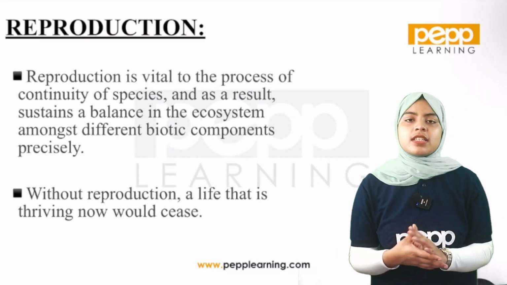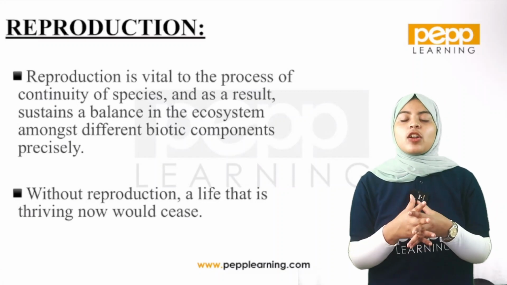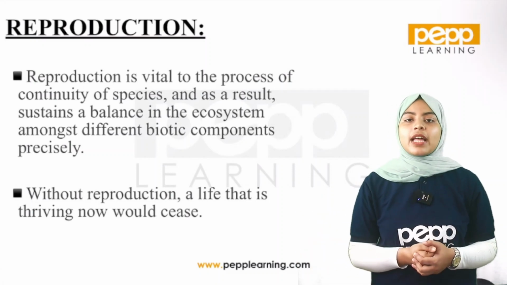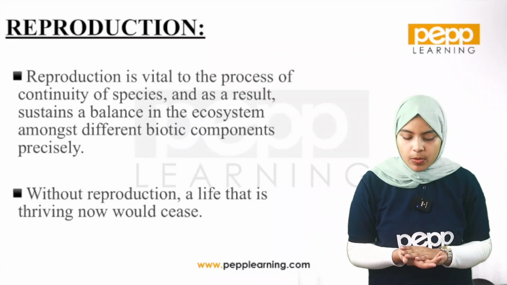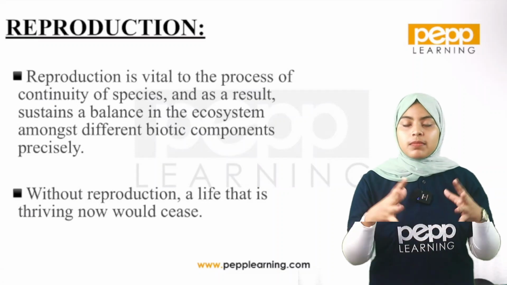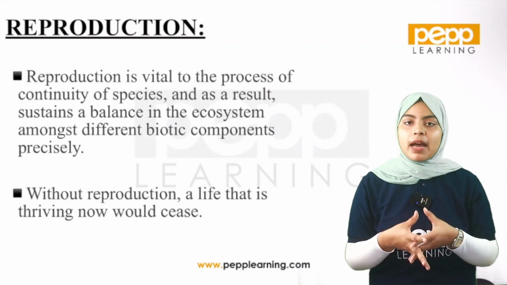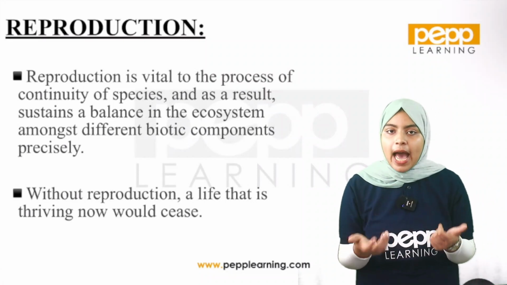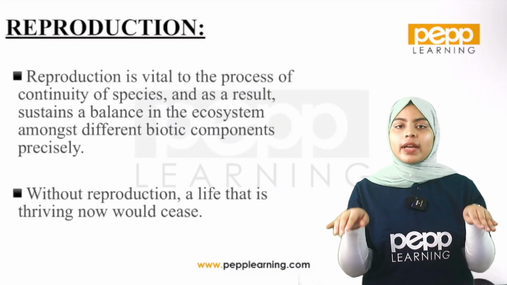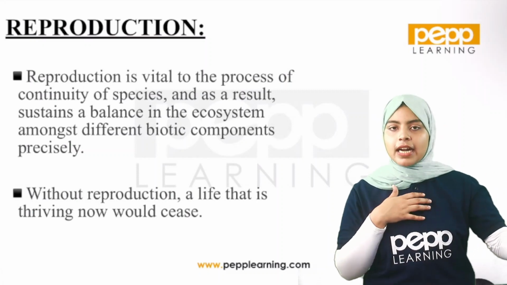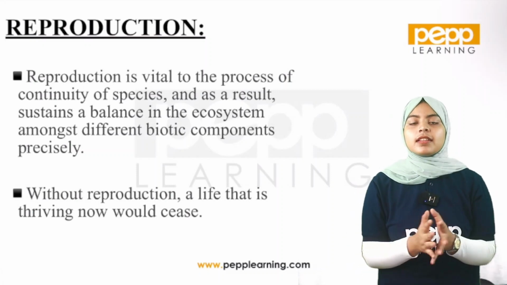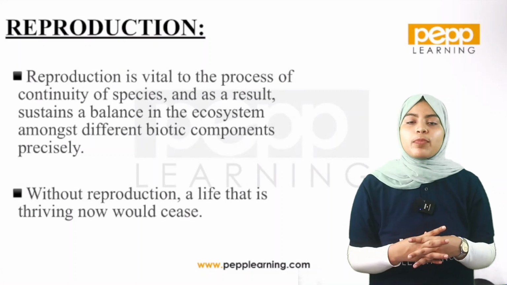If there is no reproduction, there is no balance of the ecosystem, because we don't have the next generation or other species. So the ecosystem is in an unbalanced situation. Reproduction is a very vital process, and it is always there in biotic components. So what will happen without reproduction? Without reproduction, a life that is thriving now would cease. It would come to an end because the next generation or next continuity of species is not there. The ecosystem will be unbalanced. So reproduction is very important.